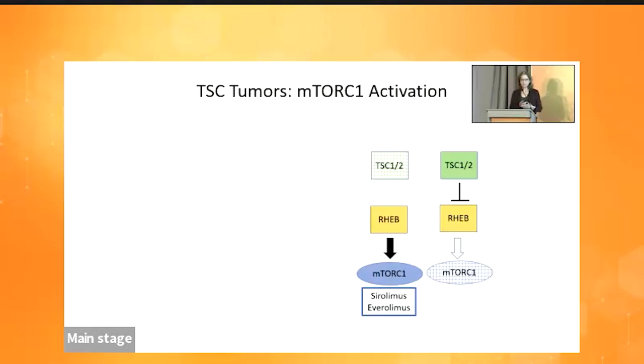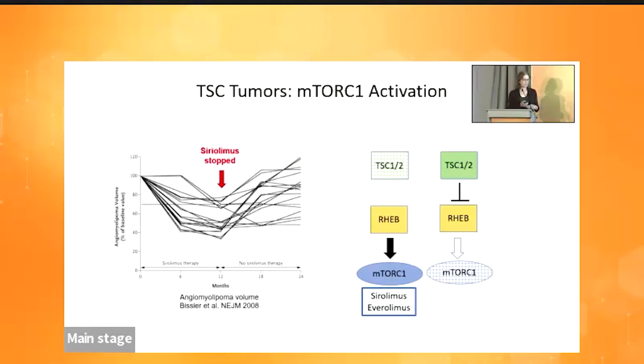And of course, mTOR can be inhibited with sirolimus or everolimus. And the way we usually treat tumors in tuberous sclerosis is using an mTOR inhibitor. Both Afinitor and rapamycin are approved for different indications. And you can see here what happens. The tumors shrink by about 50% in 1 year of therapy. And then that red arrow shows you when the therapy is stopped, the tumors grow right back.